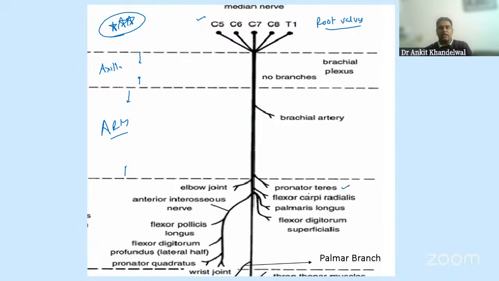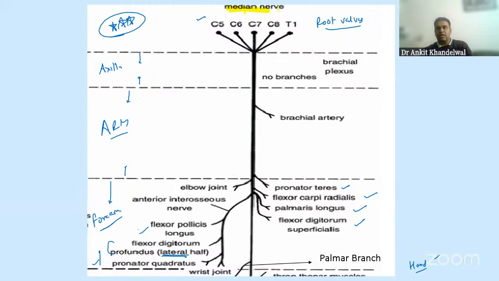Then you see over here, this is the region of what? This is the region of the forearm. We are dealing with the forearm right now because we are not showing most of the hand, as there will be hand branches also distally. But look at the forearm, how many muscles does it supply? Pronator teres, FCR, palmaris longus, FDS, flexor digitorum profundus, only the lateral half, because it was a hybrid muscle. Pronator quadratus also. Now let me just try to show you what is actually happening.